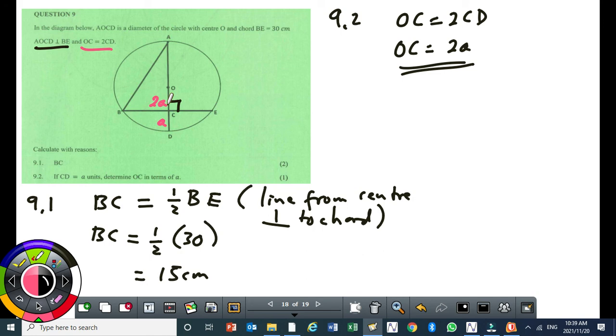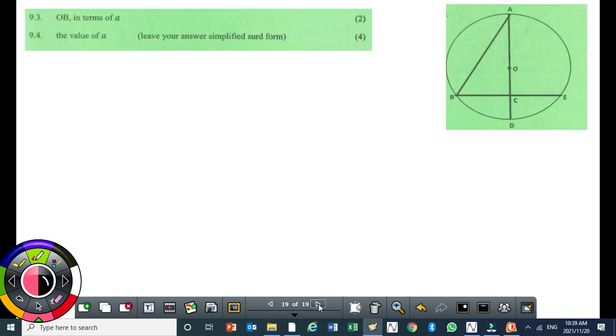You have to know your theorem 1, by the way. I put a nice question there. Okay? 9.3, OB in terms of A. Now OB is from here to there.